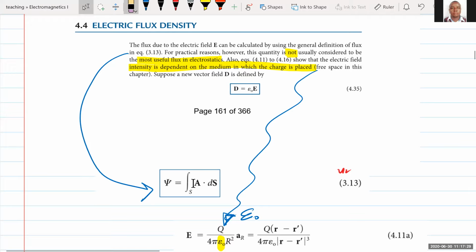Therefore, our vector is now the one that we are going to reformat so that we can express the flux due to electrostatics through a medium. We are now saying that this equation is not very useful, particularly when we are expressing it in terms of electric field strength, etc. So we are defining a new formula that can allow us to define electric flux density.